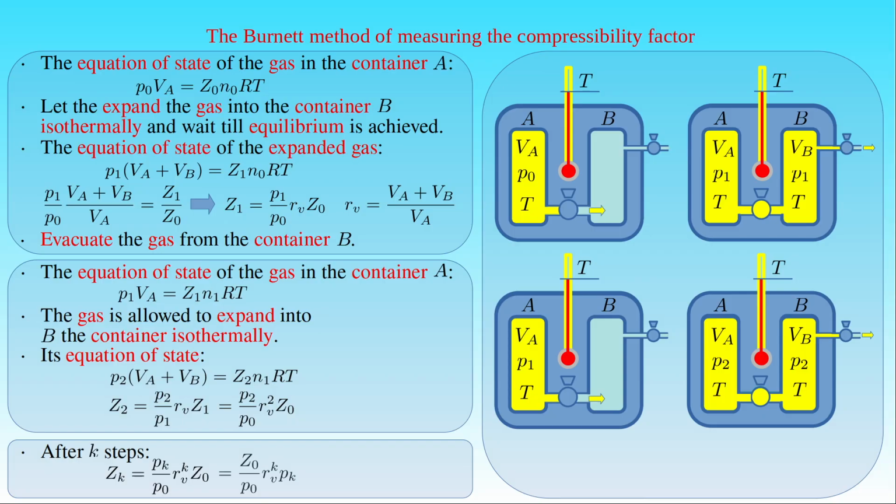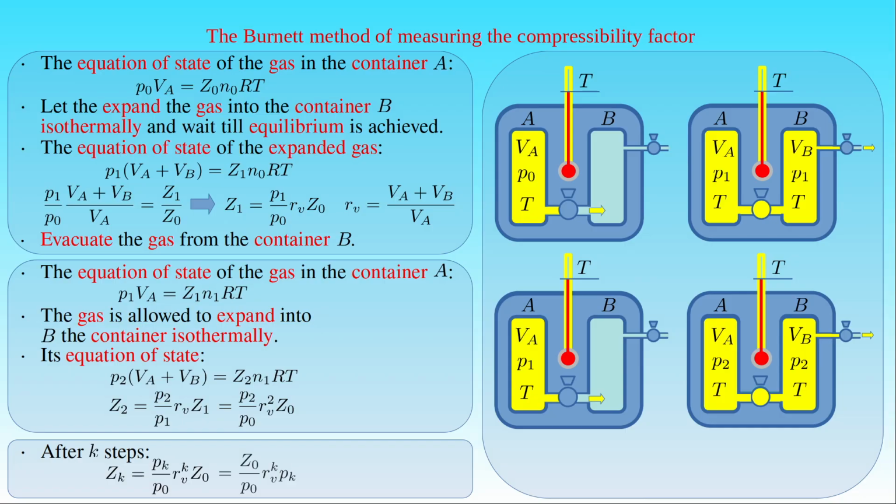If the ratio of Z0 to P0 is known and the ratio of the volume expansion Rv is given by the geometry of the apparatus, then the measurement of the pressure Pk of the gas is enough to calculate the compressibility factor Zk of the gas in the step K. In fact, it may be difficult to determine the exact ratio of volume expansion Rv due to the complex internal geometry of the system formed by containers, pipes and valves.